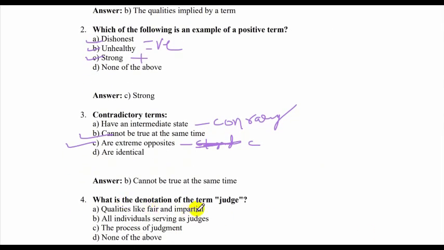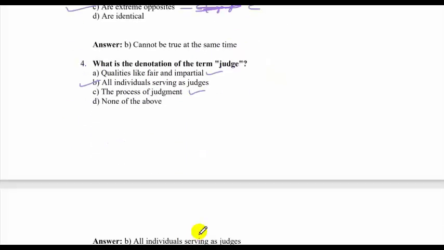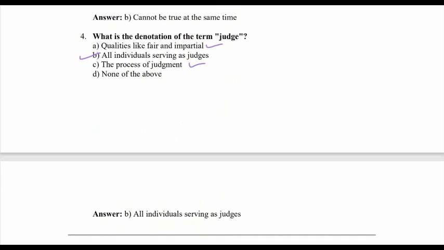What is the denotation of the term judge? Okay, so basically it relates to all individuals serving as judge. Qualities like fairness, impartiality, these are the connotations. The process of judgment is a connotation. Correct. The answer is correct.